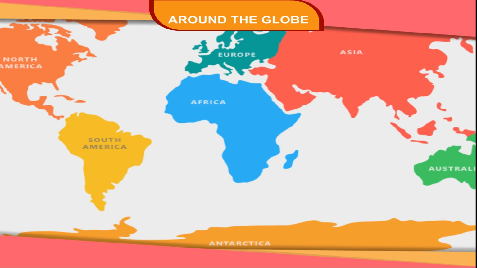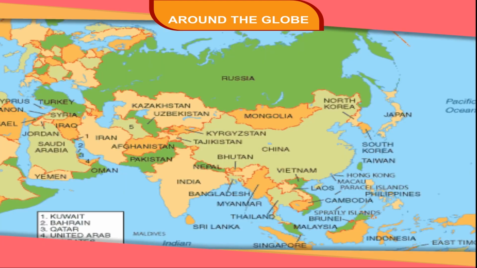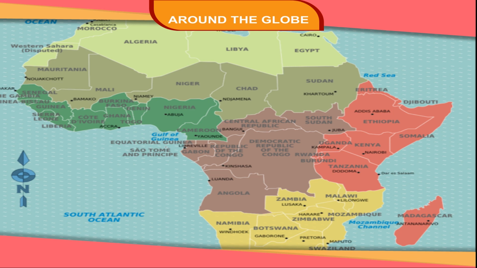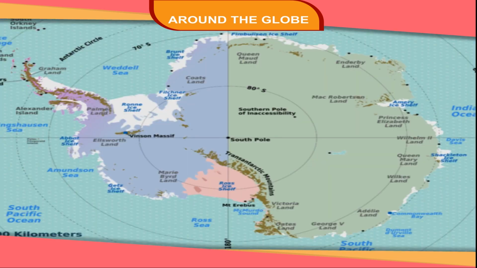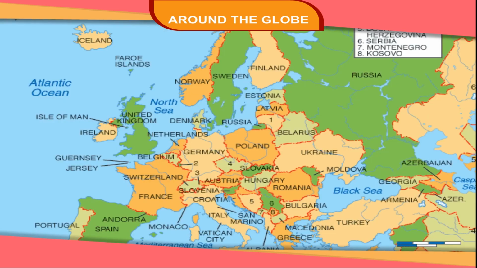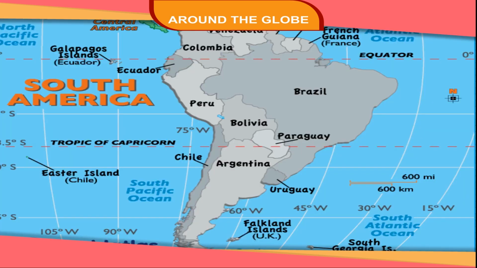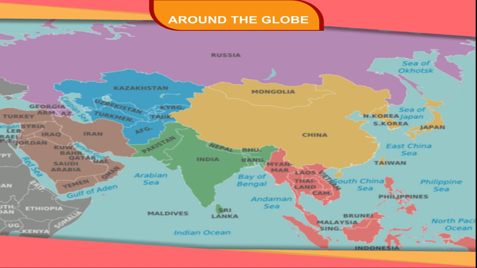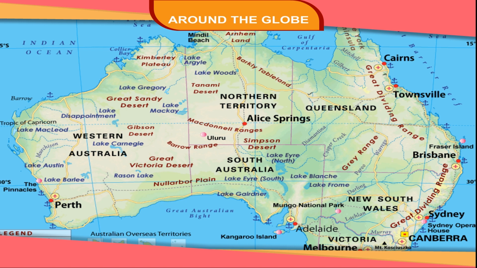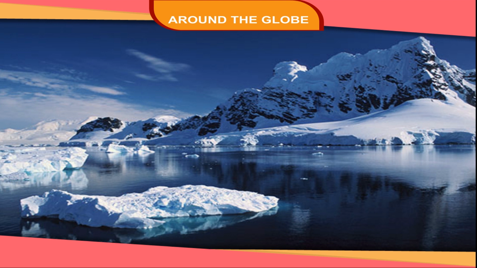There are 7 continents in all. 1. Asia. 2. Africa. 3. Australia. 4. Antarctica. 5. Europe. 6. North America. 7. South America. Our country, India, is in Asia. Asia is the largest continent and Australia is the smallest continent. Antarctica is the only continent which does not have permanent human population.